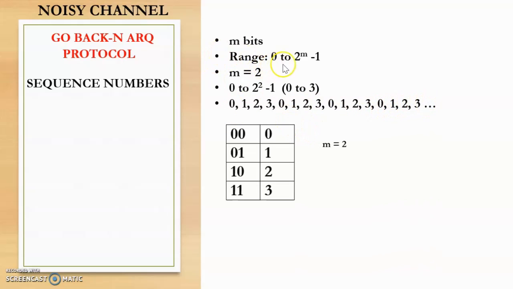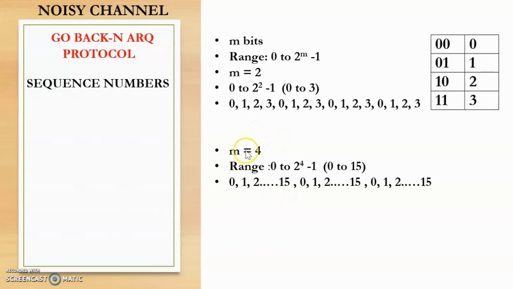The reason it is 0 to 2 raised to m minus 1 is that, suppose the sequence number is of 2 bits, then only 4 combinations are possible, that is 0 0, 0 1, 1 0 and 1 1. So in decimal it will be 0, 1, 2 and 3.